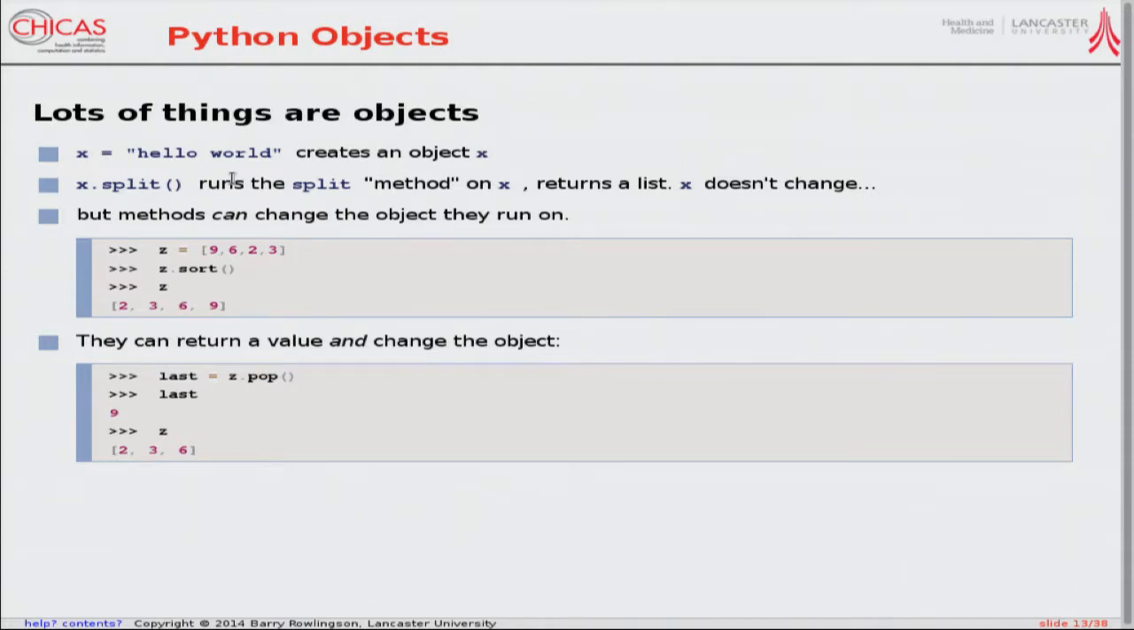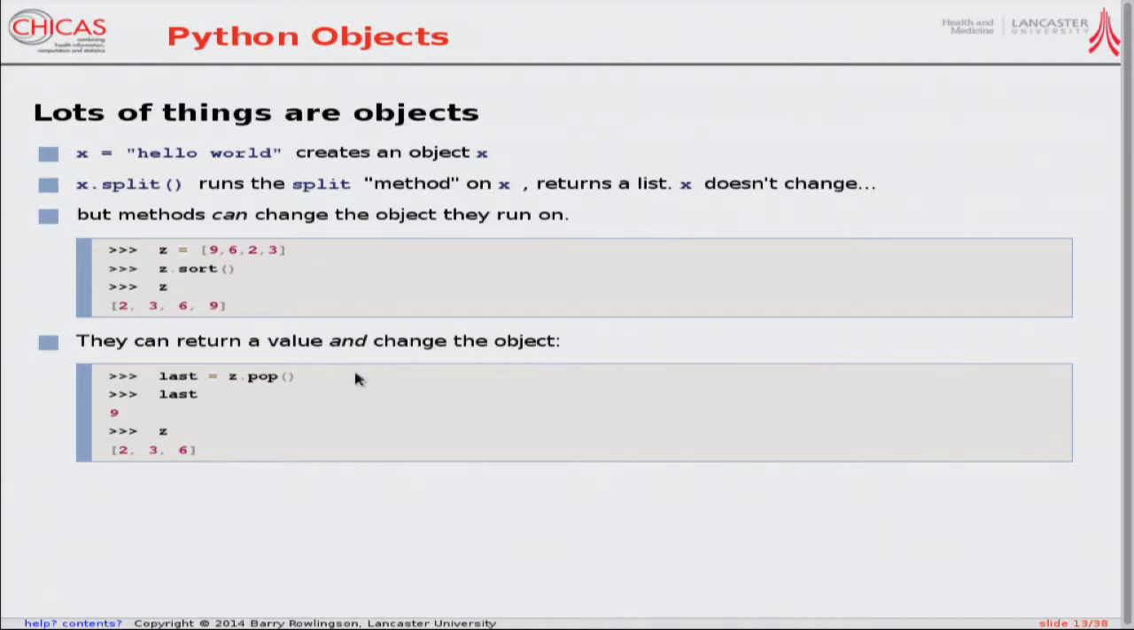And Python is an object-oriented language at heart. I've talked about objects and methods, and sometimes the method will change the object it runs on. So, for example, if I have z as a list of numbers and I run the sort method, I get back a z which has changed. It's modified z. That's hard to do in R without reference classes or environments, because mostly R is a more purely functional language where you'd have to do z equals sort of z.